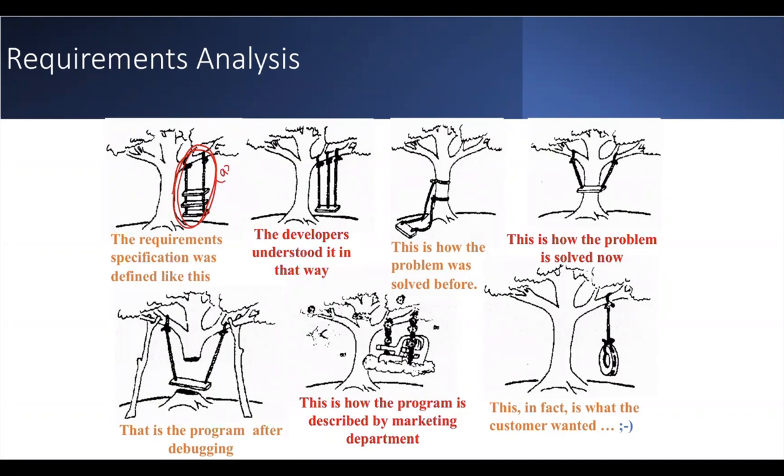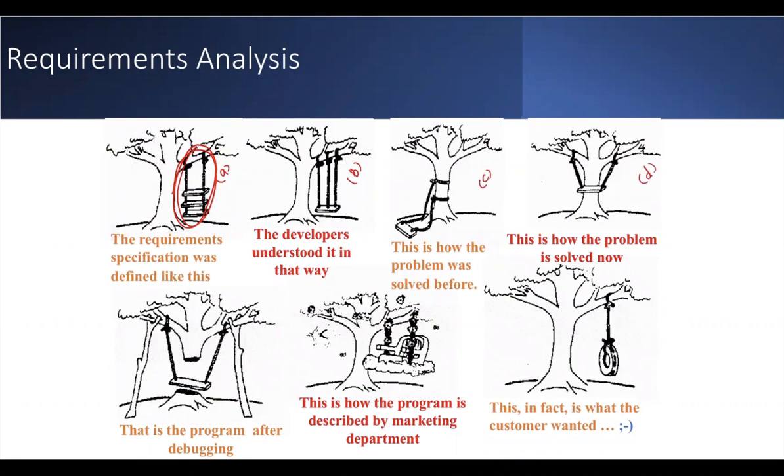However, when we transfer this information to the developer, the developer understands it differently. So now we can see how the requirements were specified. When we send it to the developer, the developers understand it in a different way. And then this is how the problem was initiated, solved as in figure C. If we look at figure D, this is how the problem is finally solved.